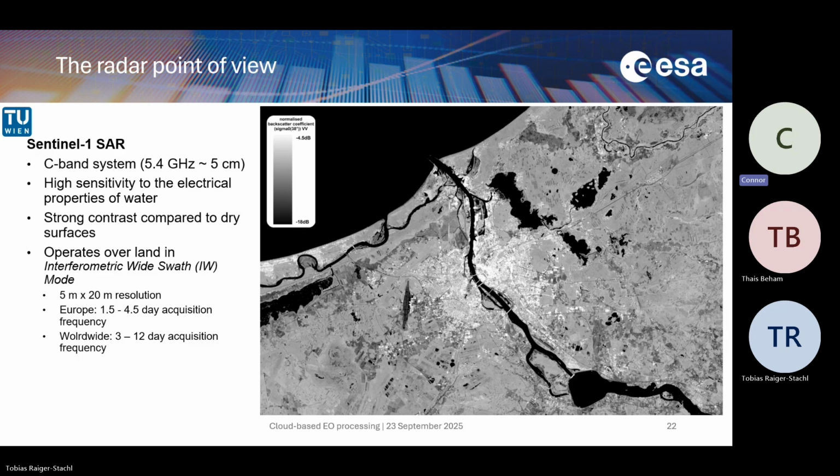At least us at UVM. Other people or other research might also leverage the VH. But based on our experience, VV offers the best contrast between water and land. And it's also important to know that this is the nominal resolution, 5 meters by 20 meters for Sentinel-1.